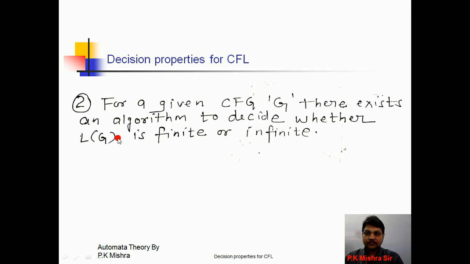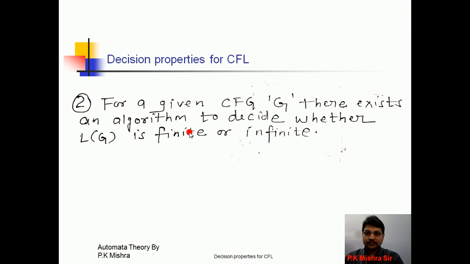To solve this problem we have a solution. That is why property 2 is a decidable property. We can find out easily whether the language of the grammar is finite or infinite. For this, first we remove all epsilon productions, after that remove all unit productions, after that remove useless symbols from grammar G, and then we can draw a directed graph whose nodes are the variables of the grammar.